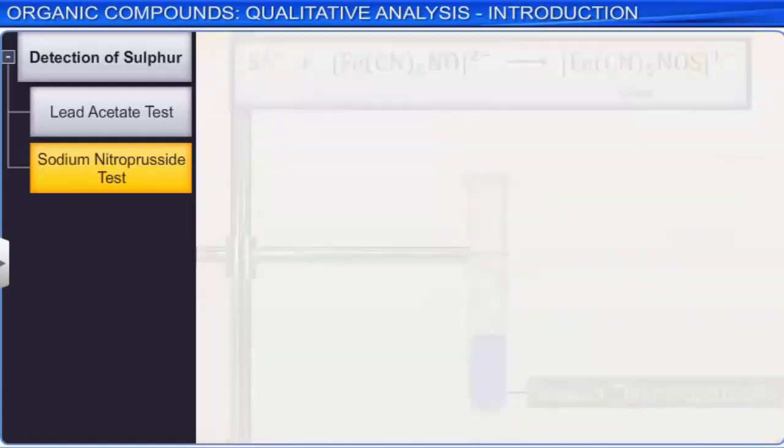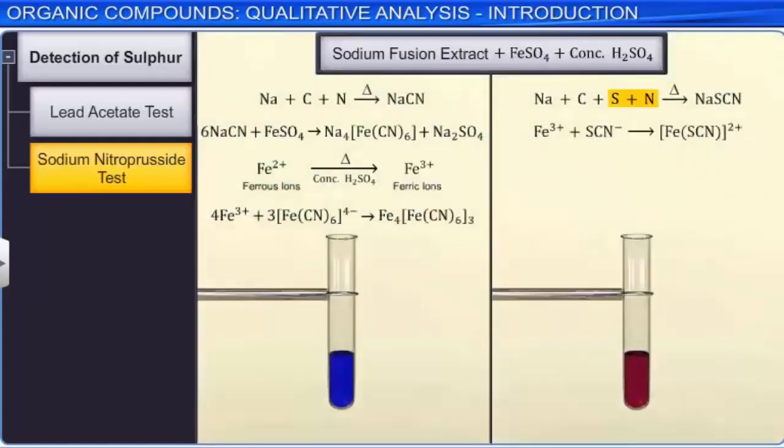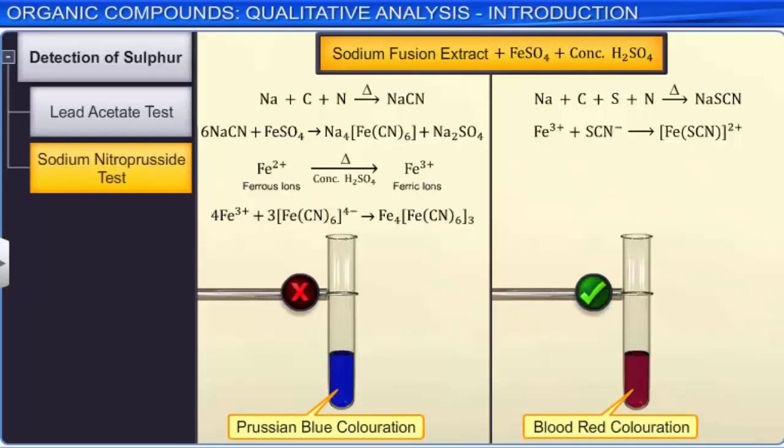If nitrogen and sulfur both are present in the organic compound, then on heating the sodium fusion extract with acidified ferrous sulfate solution, a blood red coloration is obtained instead of Persian blue. The blood red coloration is due to the formation of sodium thiocyanate ion 3, thus indicating the presence of both nitrogen and sulfur.